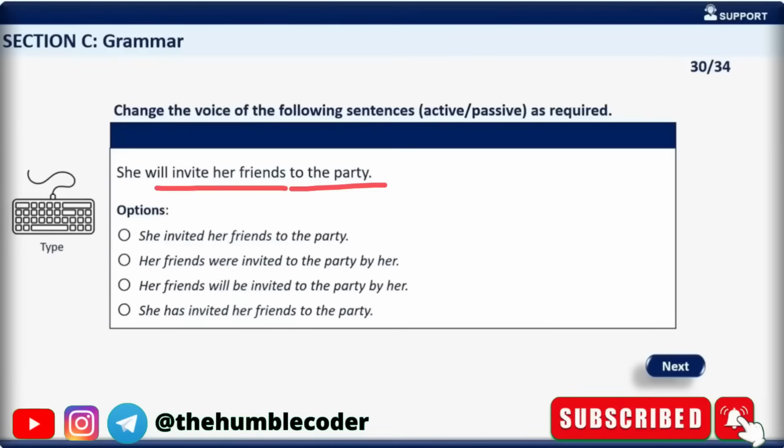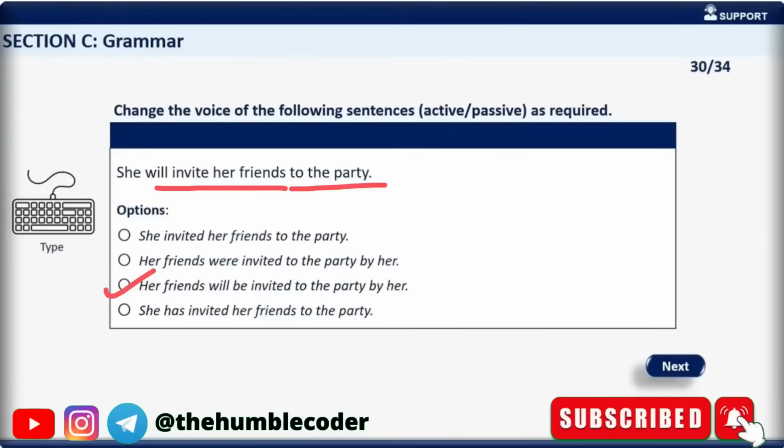Now guys, before we look at the answer to this question, I want all of you to just pause the video for a moment and think of the answers before directly jumping onto the solution. This will help you practice in a better way. Okay, now let's see the answer for this question. The answer is going to be: her friends will be invited to the party by her.